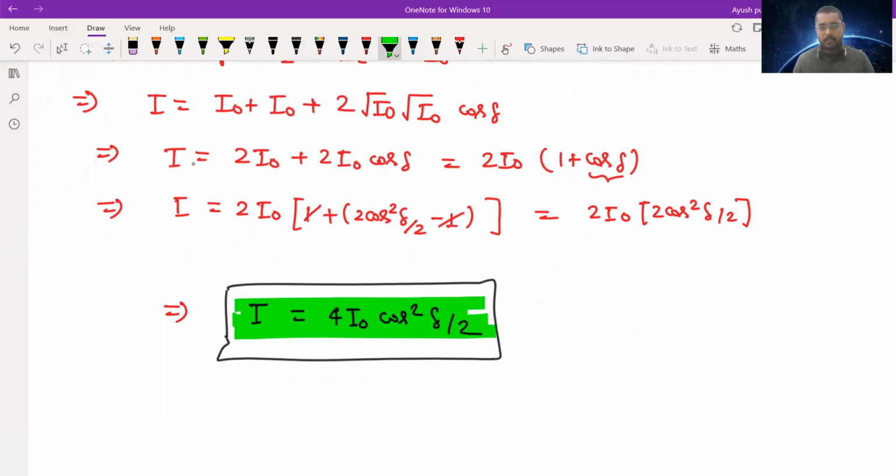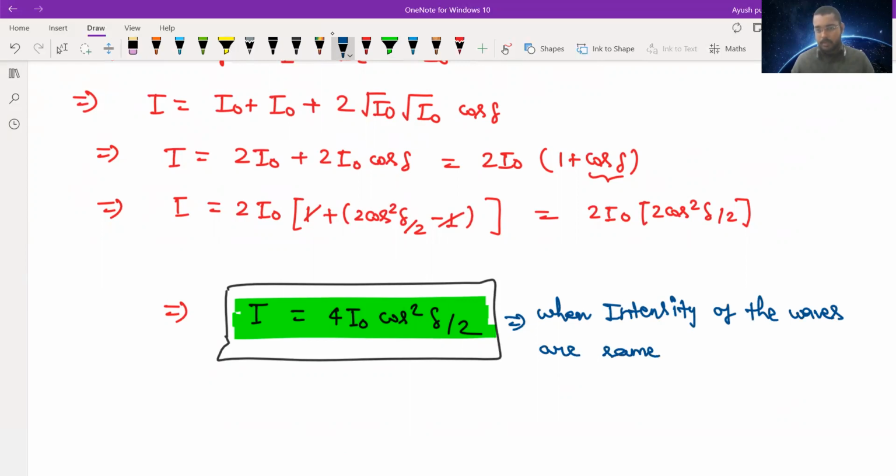And this formula is valid when the intensity of the individual waves are the same. Meaning I1 should be equal to I2 should be equal to I0. Then only this formula is valid.